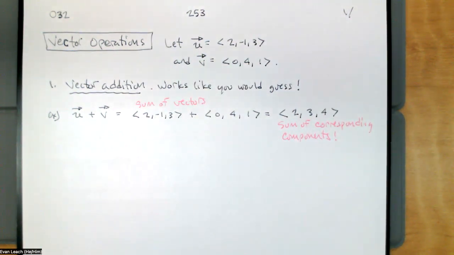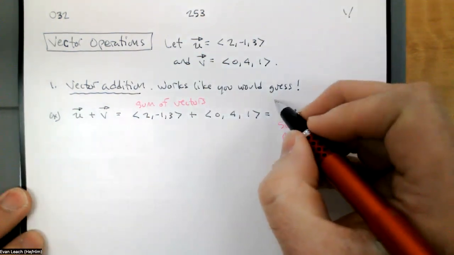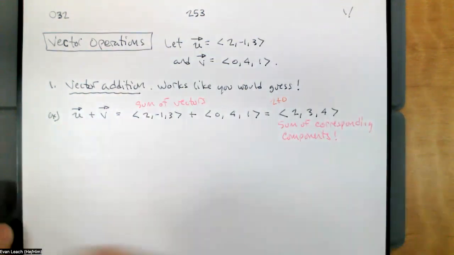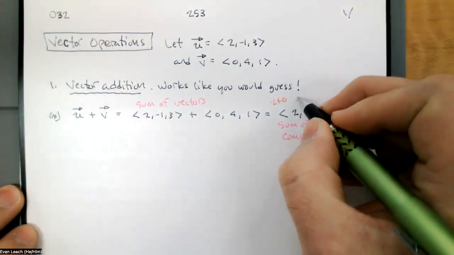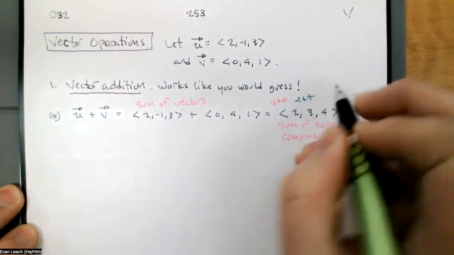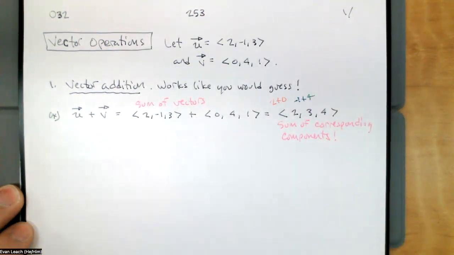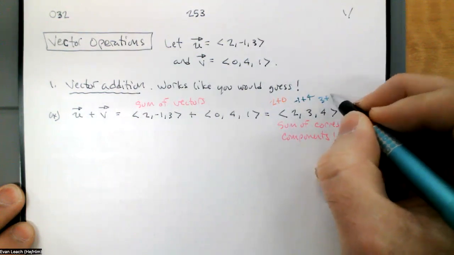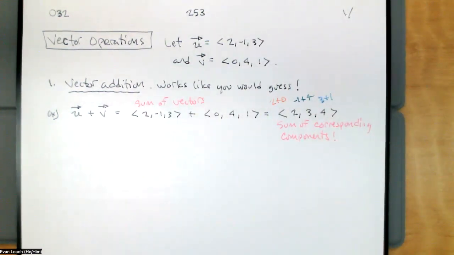That's just what you guessed you would do. 2 plus 0. -1 plus 4. And 3 plus 1. Just find the sum of the corresponding component.